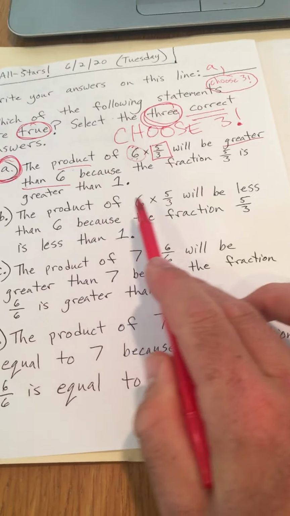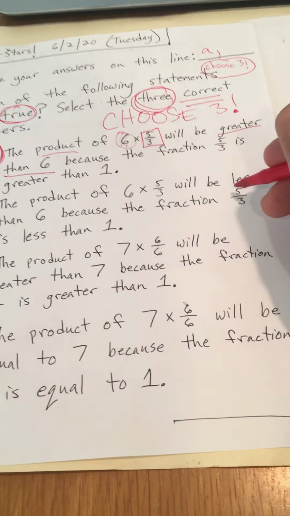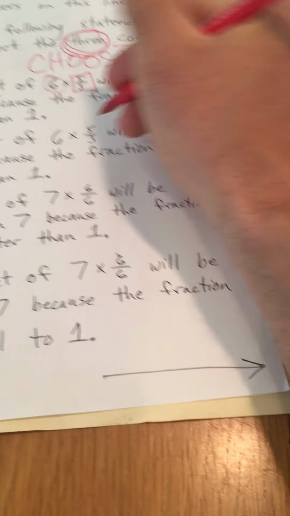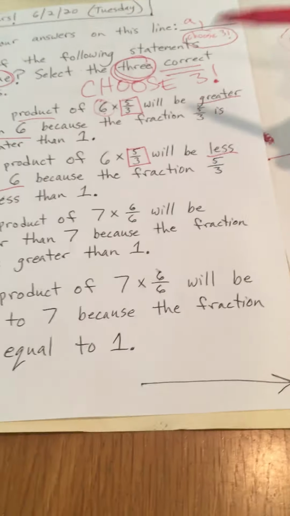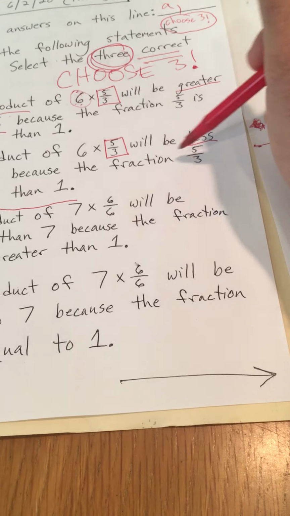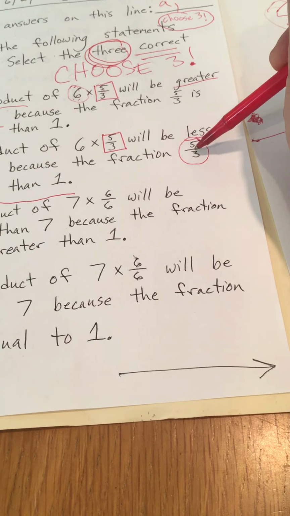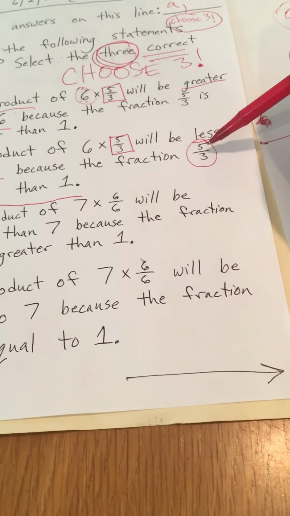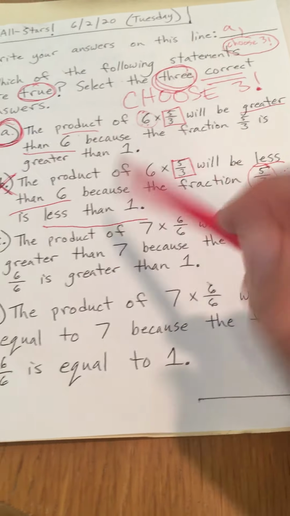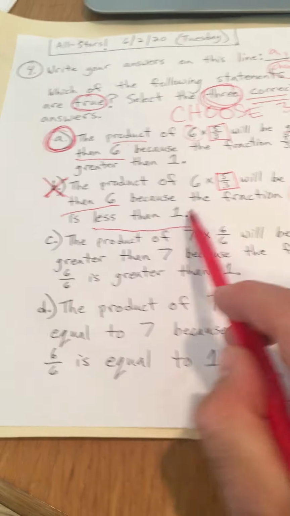Let's go to B. The product of 6 times 5/3 will be less than 6 because the fraction 5/3 is less than 1. That is not true. That is wrong. 5/3 is greater than 1. This says that 5/3 is less than 1. That is not true. 5/3 is greater than 1 because 3/3 would equal 1, so 5/3 is more than 1. So this product will actually be greater than 6 because 6 times a fraction that's greater than 1 will make it greater than 6. So that is not true.